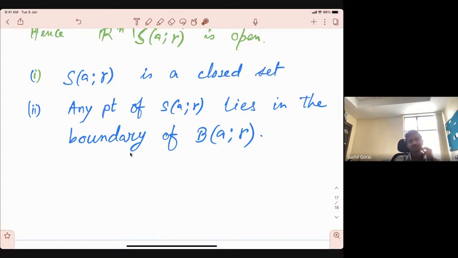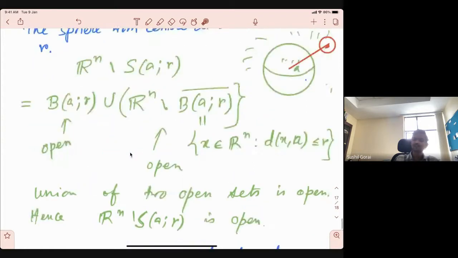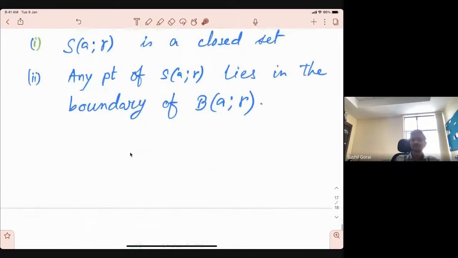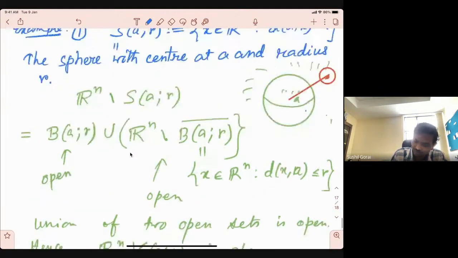Look at a neighborhood, any neighborhood of a point in the sphere. What you need to show is that the neighborhood will intersect both the interior of this one and this one. So how do you see it? You need to look at the delta neighborhood. Let's look at a boundary point here and look at the delta neighborhood.